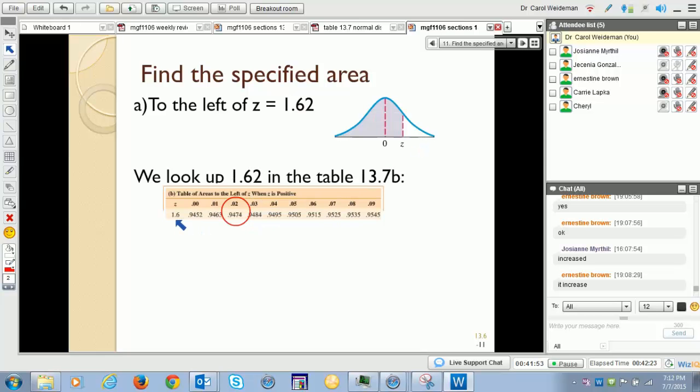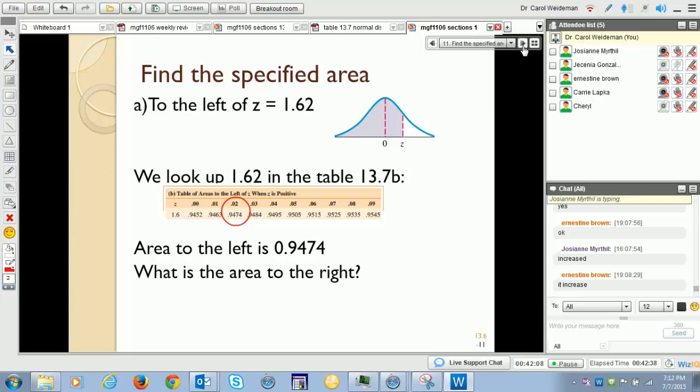So let's go back here, and I actually put a picture here from the table. And that's what we just looked up. So I went down to 1.6, and then I went over to the column for the 0.02. So the area to the left of 1.62 is 0.9474. Okay? What's the area to the right?